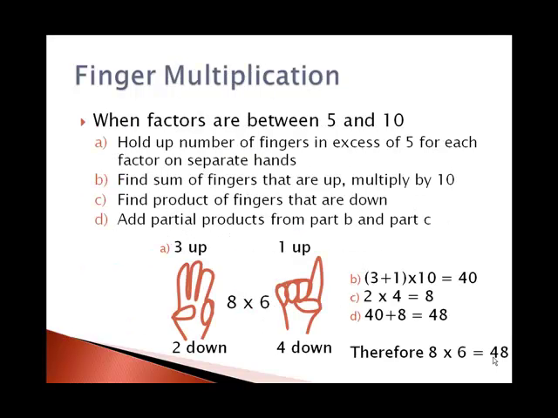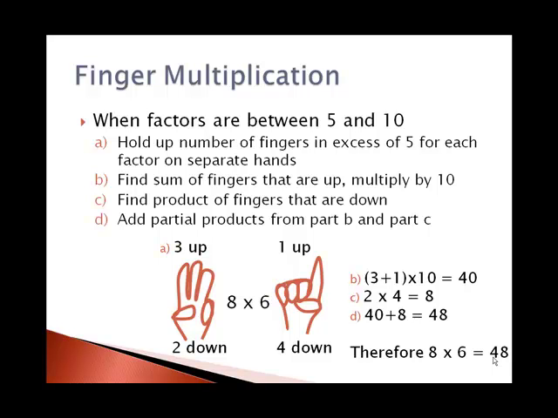One way to use fingers to multiply, say for example when the factors are between 5 and 10, you can hold up the number of fingers that are more than 5 for each factor on separate hands. So for example, if we're looking at 8 times 6, we put 3 fingers up on one hand and 1 finger up on the other hand, since 8 is 3 more than 5 and 6 is 1 more than 5. We add the fingers that are up, which makes 4, multiply that by 10 to get 40.